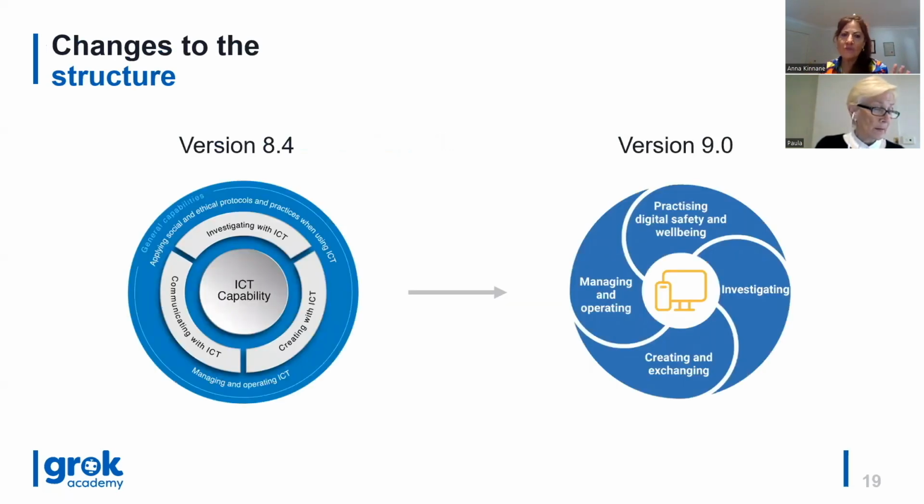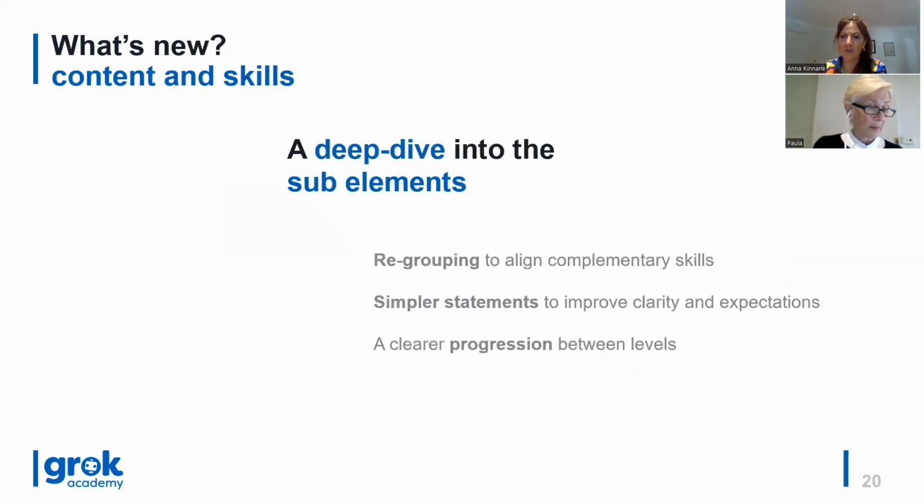So as I mentioned, we've gone from 5 elements to 4. Now you'll notice communicating with ICT has gone, and we now have combined that, so we've got creating and exchanging. We've added the practicing digital safety and wellbeing. We still have investigating, and we have our managing and operating. So you can see similar but slightly different with the addition of practicing digital safety and wellbeing.